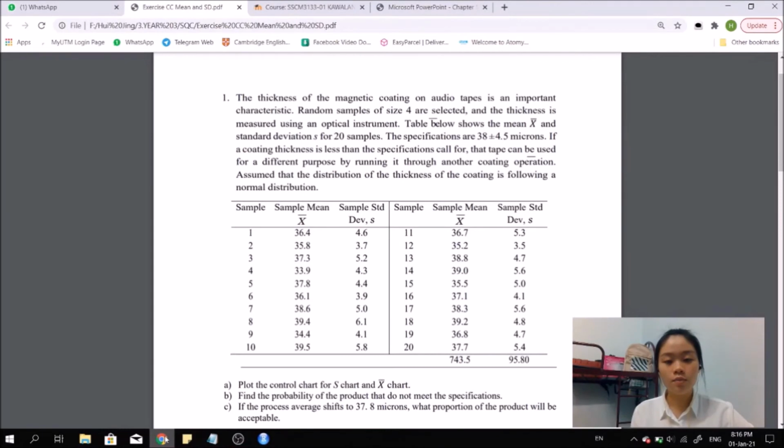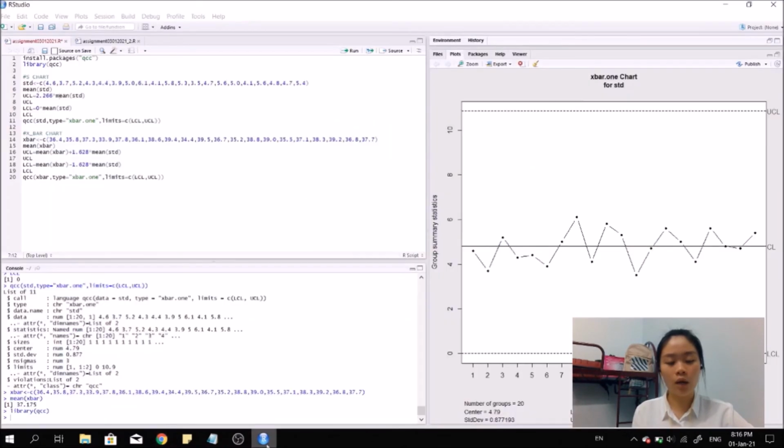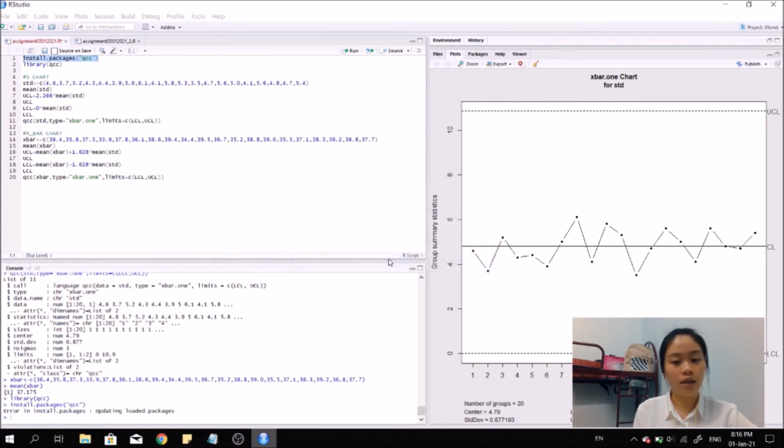So this part is going to show you how to plot an S chart and X bar chart by using R programming. So this is the data given in the first question. We have the sample of 20 and sample mean and sample deviation respectively. So now we open our RStudio, our R programming. Okay, we need to install the package qcc first. Okay, installing first.